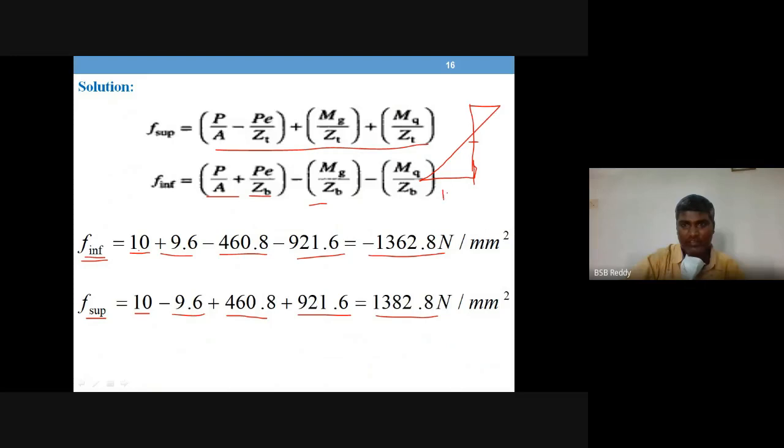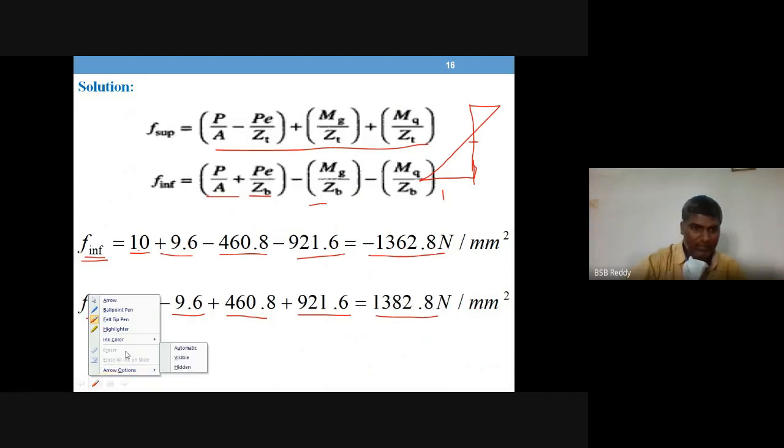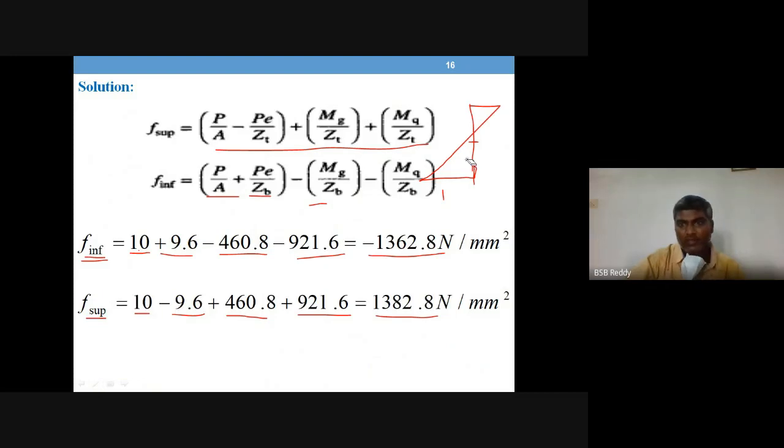Okay, so you have to write along with the other diagrams. You can even draw it from the diagram, or else you can draw it separately. So top stress a little higher value, bottom stress a little lower value, right?